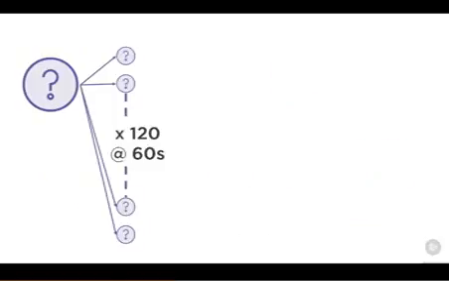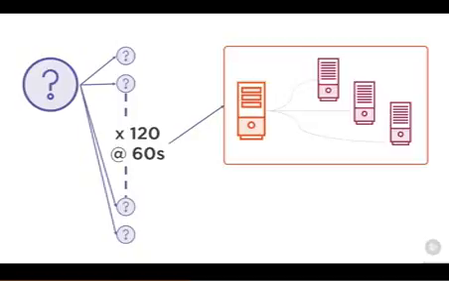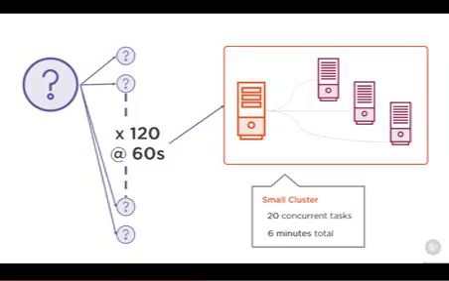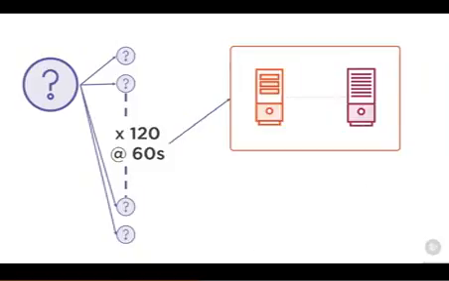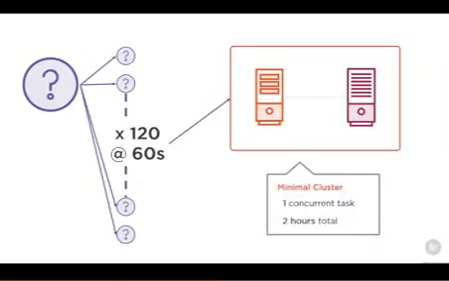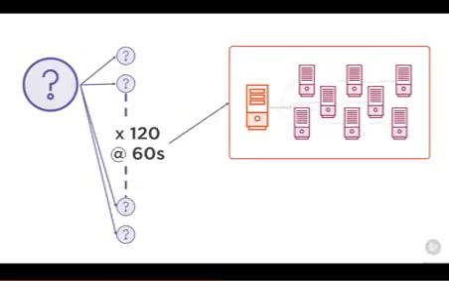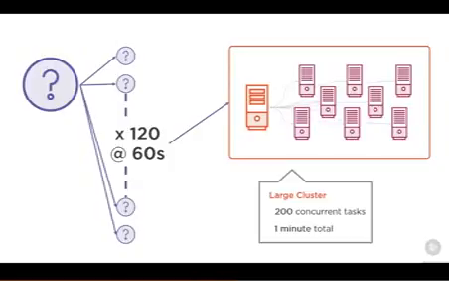So if one job can be split into 120 tasks, which each take about 60 seconds to run, on a small cluster which can run 20 tasks concurrently, the ideal runtime for that job is 6 minutes. If you ran the same job with a minimal cluster that can only run one task at a time, it would take 2 hours. And on a large cluster which can run 200 tasks concurrently, it would take 1 minute, with the cluster only 60% utilized if there are no other jobs running.